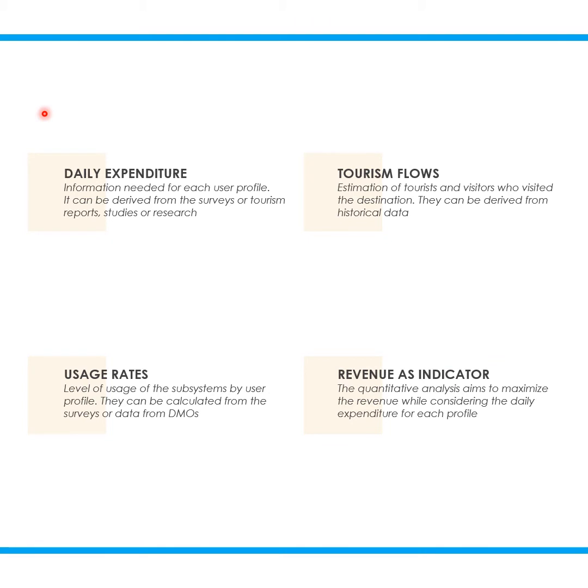Some basic data and elements for the tool to work properly are as follows. Daily expenditure: this is information needed for each user profile that can derive from the surveys to administer or from tourism reports, studies, and research. Tourism flows, so an estimation of tourists and visitors who visited the destination. Data can be derived from historical data, and monthly data are those recommended.